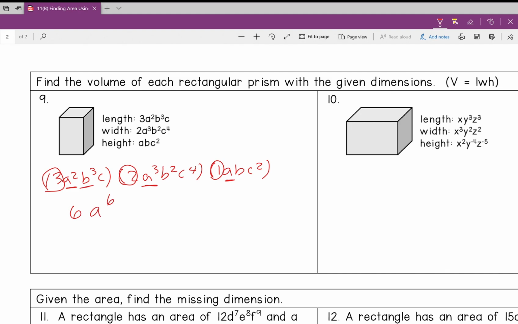Then I have b to the 3, b squared, and b. 3 plus 2 is 5, plus 1 is 6. Then I have c to the 1, c to the 4, and c squared, which is c to the 7. That's my answer. So on all of these, we're just plugging in the length, width, height, whatever it's asking for into our formula. And you notice a lot of them is just multiplying. We're just multiplying all these exponents together, which means we add the individual powers to each base.